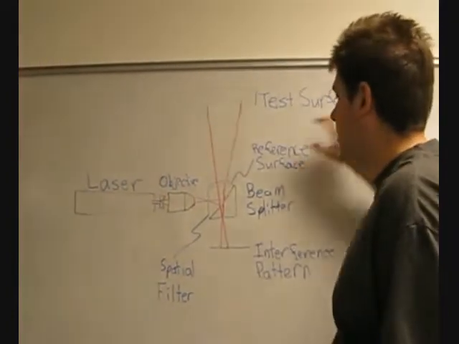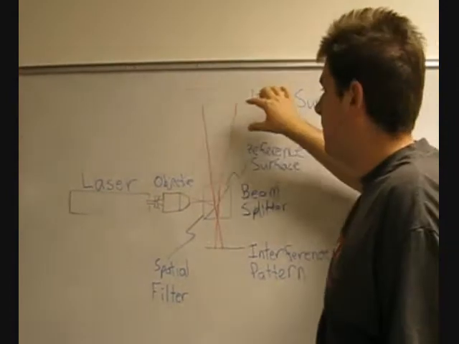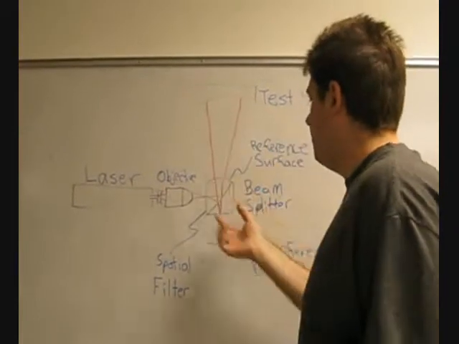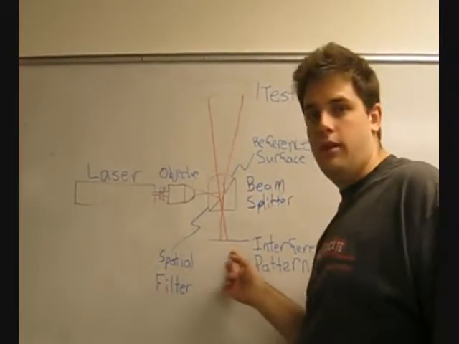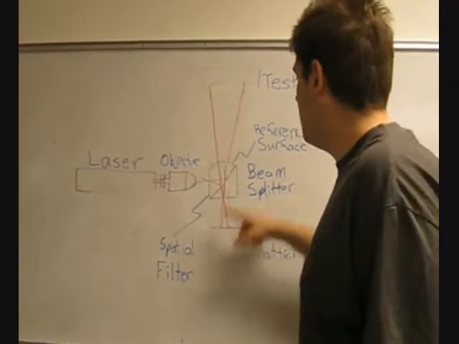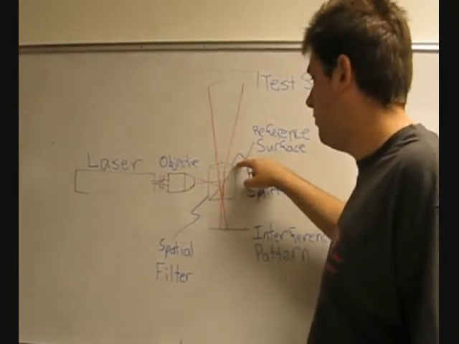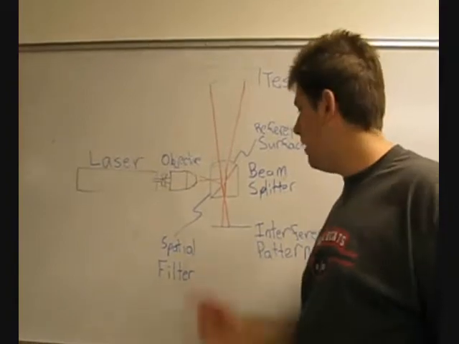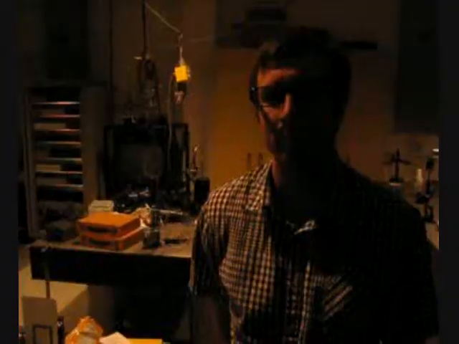And we position our test surface the appropriate distance away such that its center of curvature is also on this back surface. So we get interference on our screen here, and that's from the reflection from the reference surface and the reflection from the test surface interfering as they cross at the same point.